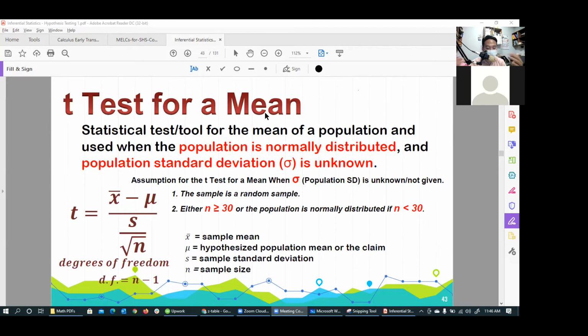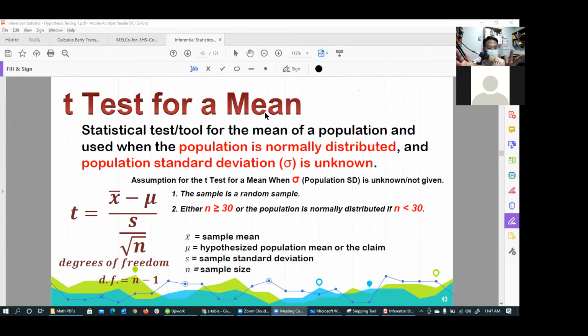Sir, is this a Z test or a different test? Okay, so unsa the requirement for a Z test? Very good. What's the requirement for a z-test? Dapat ang population standard deviation is given or known.